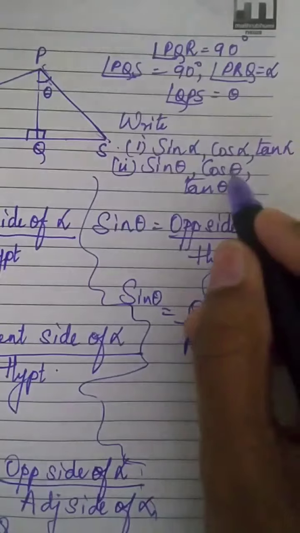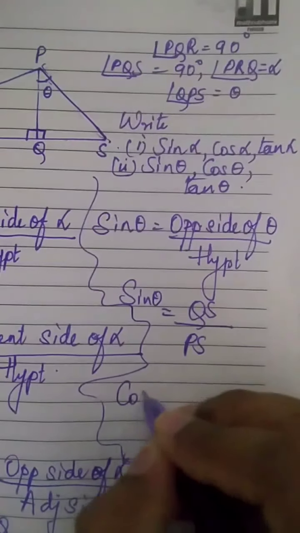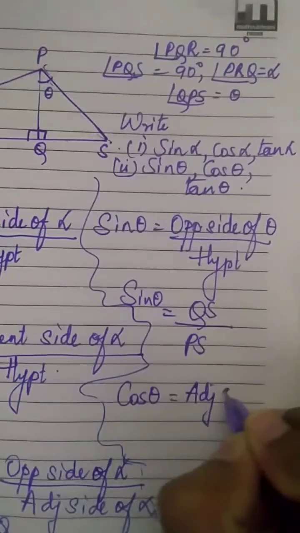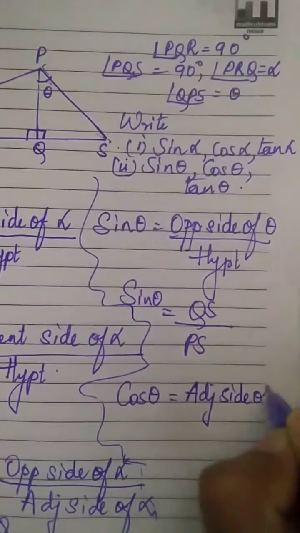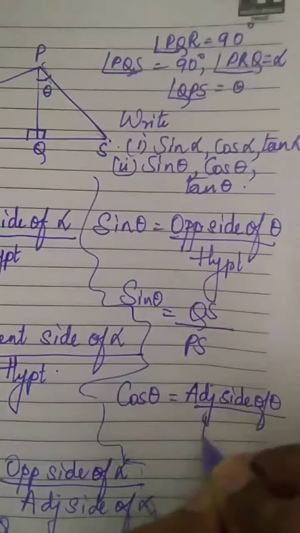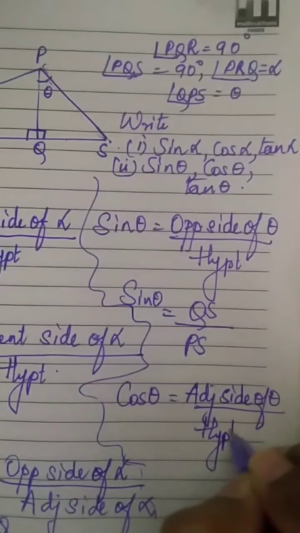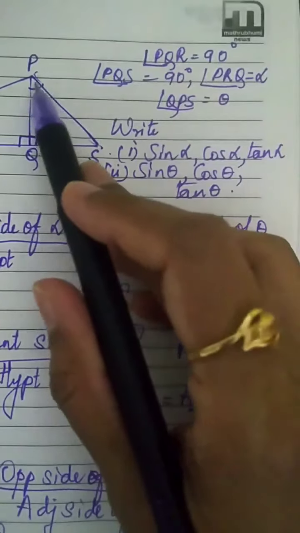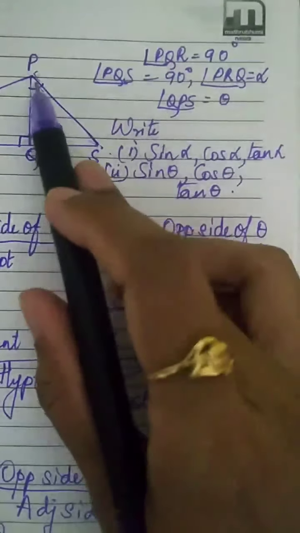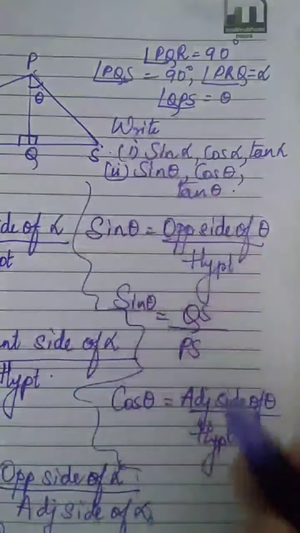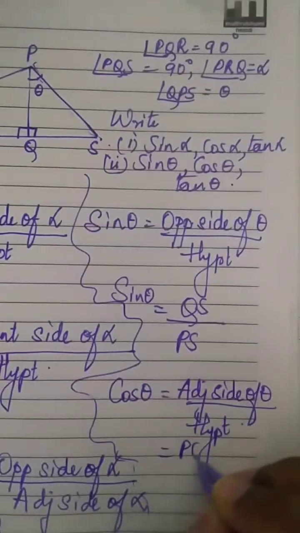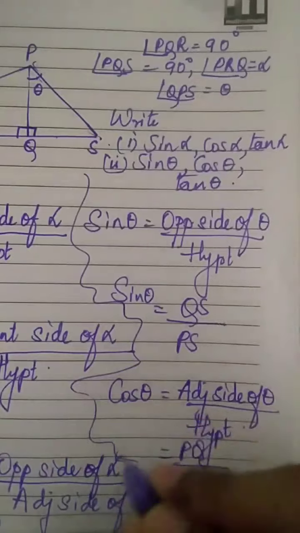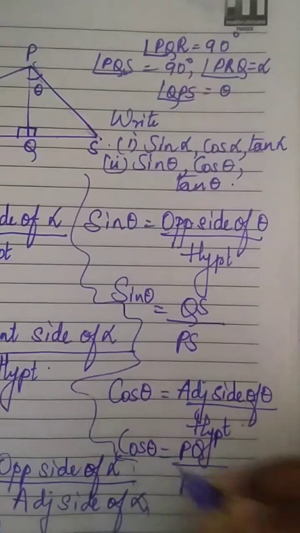After sin theta, we have cos theta. Write the formula. Cos theta is equal to adjacent side of theta upon hypotenuse. Theta is here. Two sides are there, but we will not take the hypotenuse. So adjacent side is PQ upon hypotenuse PS. So cos theta is PQ upon PS.